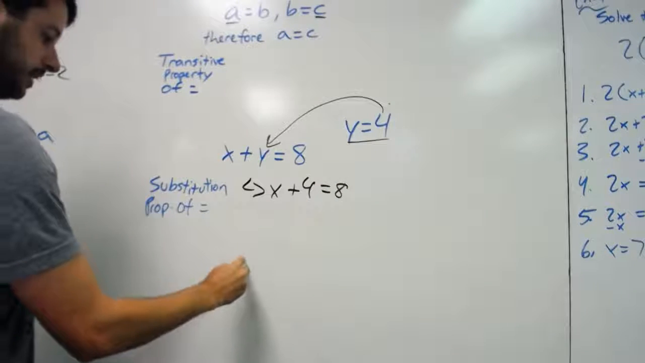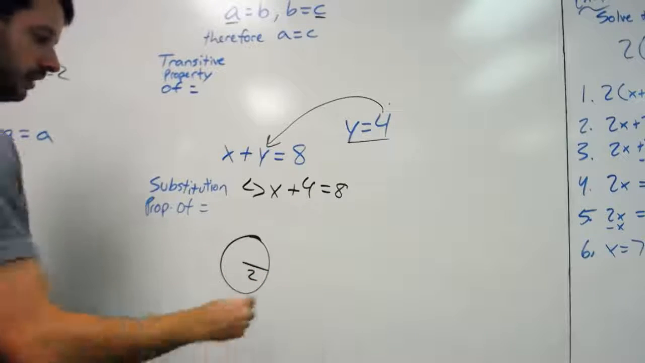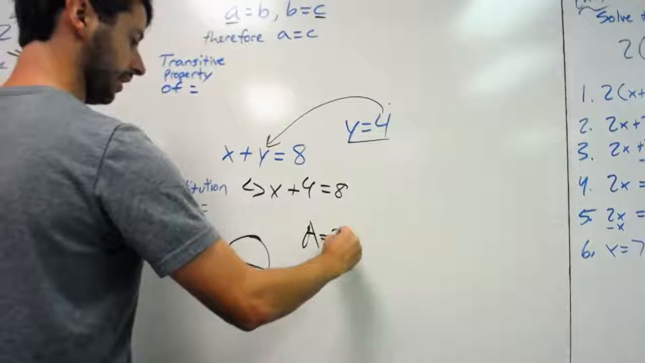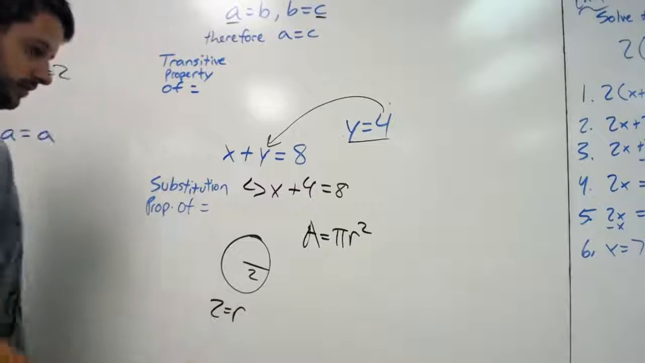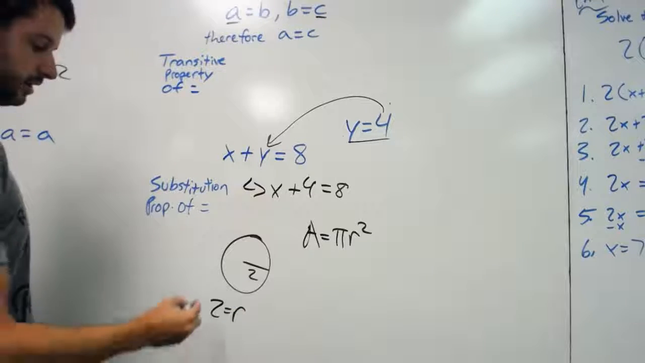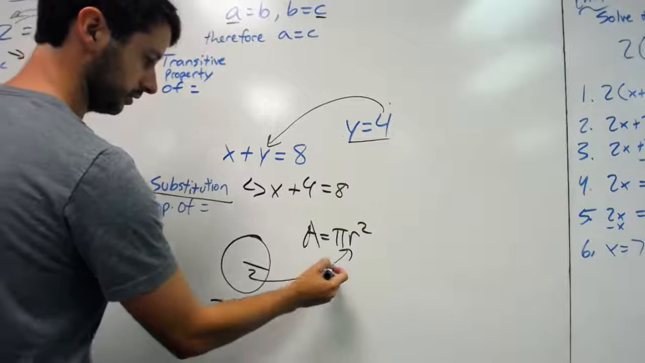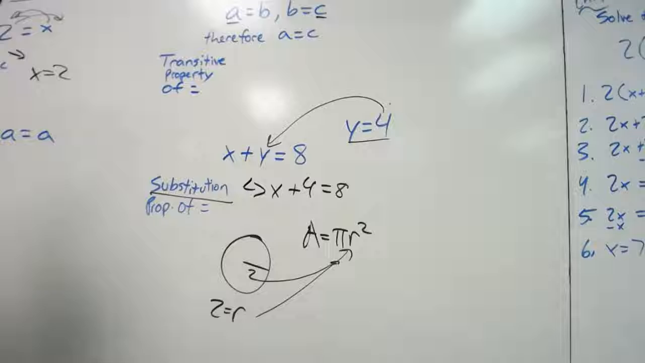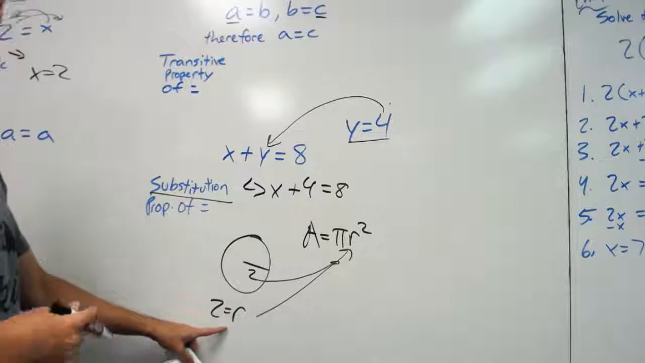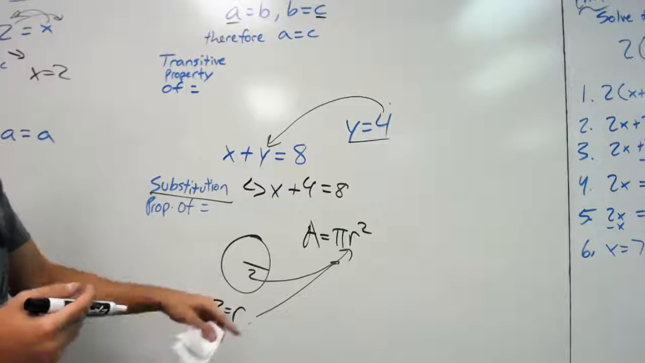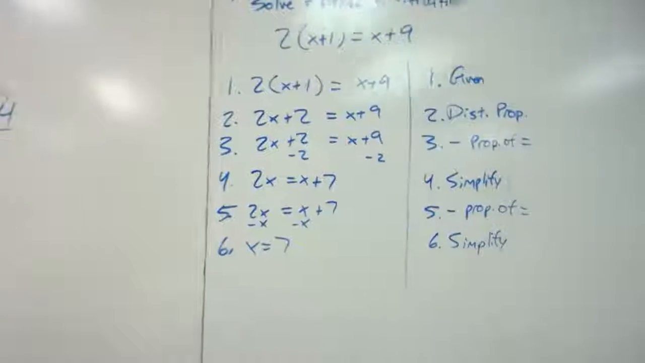In the last lesson we had a circle maybe with a radius of 2. And we know that our formula equals pi r squared, and we know 2 equals our radius. So therefore we were substituting 2 in for r. And so that's just the substitution property of equality, where you know the value of a variable, and then you substitute the value in. So let's look at an example of how we would use these.